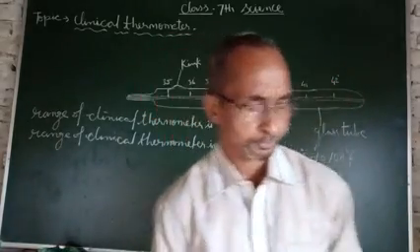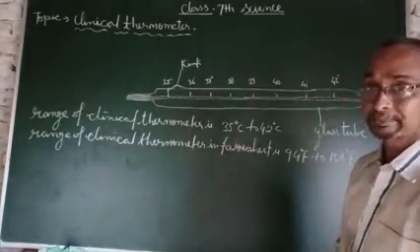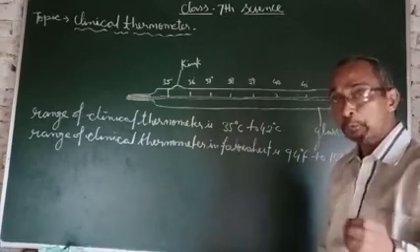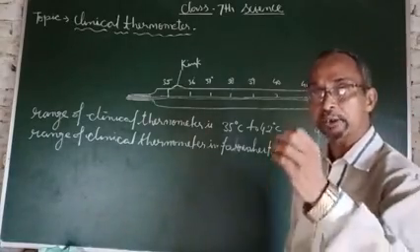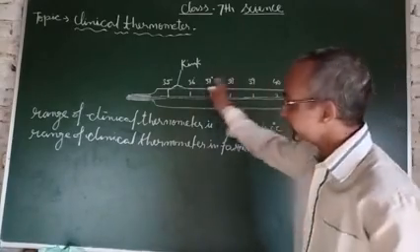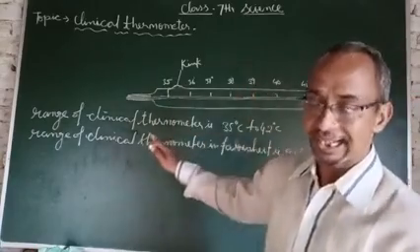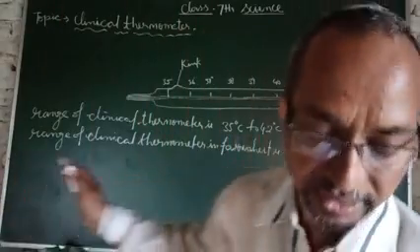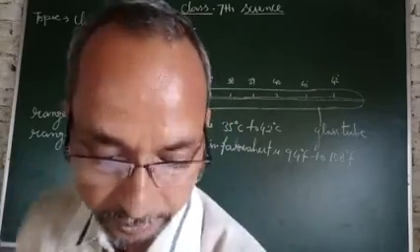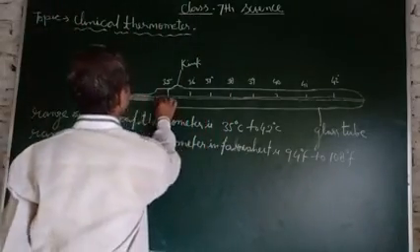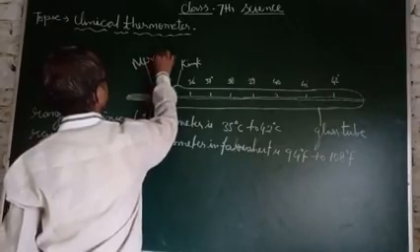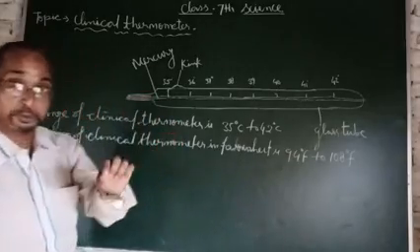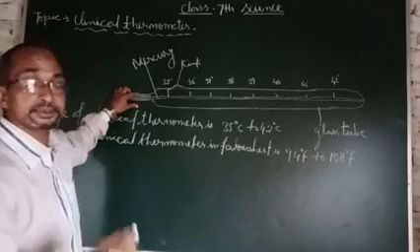Now, how will you use this? What is the process of using a clinical thermometer? If you want to measure the temperature of the human body, this is the thermometer. It has a kink, and it contains a liquid, mercury. This is the mercury thread. You will put this part in the mouth of the patient.